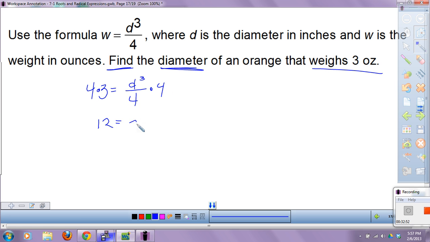How do you solve for D cubed? The opposite of cubing is cube rooting. So cube root both sides. And the cube root of 12 is 2.29 inches.